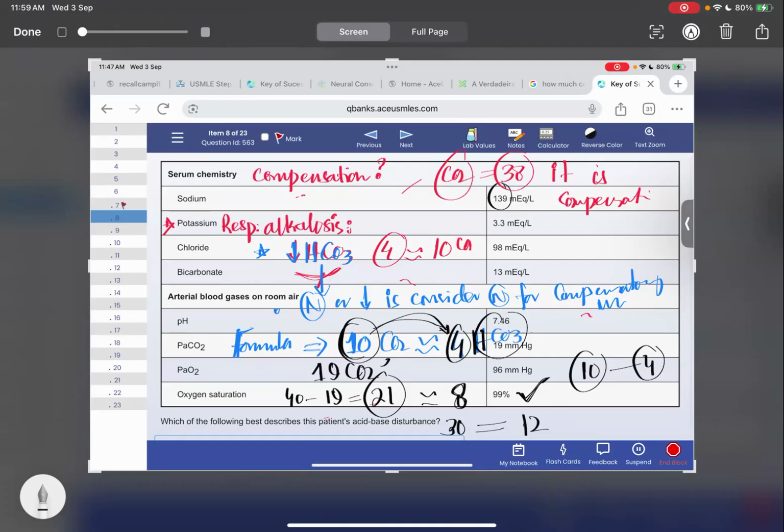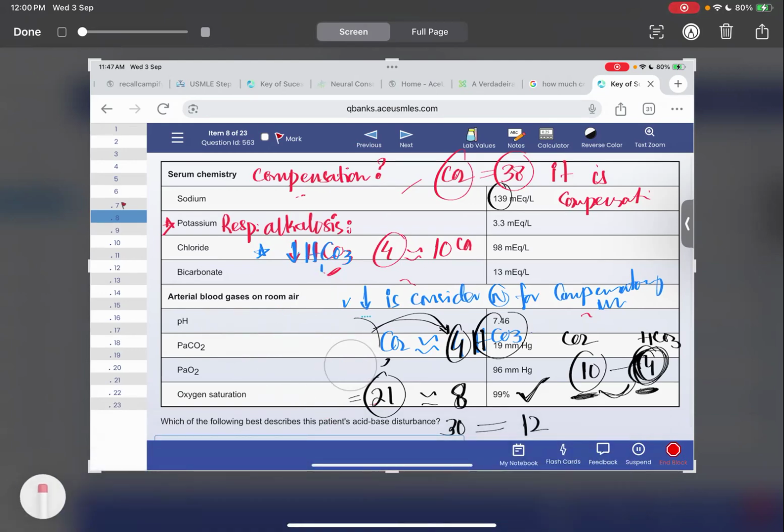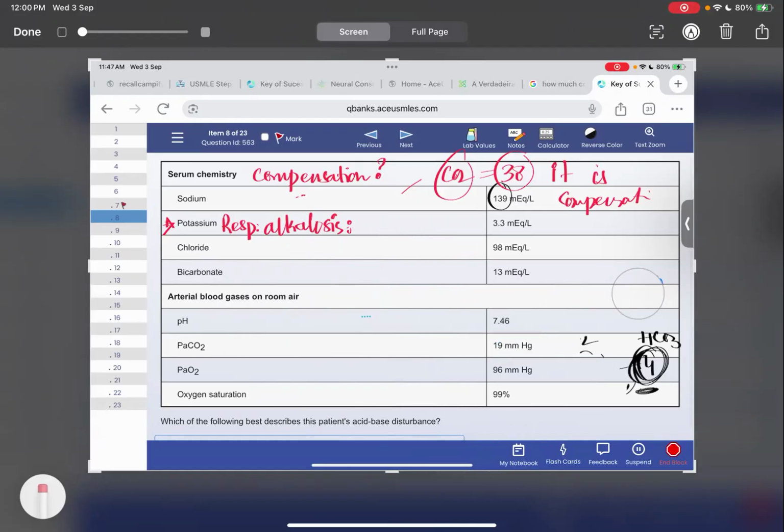But simple is, for each 10 difference in carbon dioxide, we will have a difference of 4 in bicarbonate and it is normal, okay? If the difference is more than this, it will be abnormal, okay? You got this concept or not? So in other words, we can divide the carbon dioxide difference by 10 and multiply by 4. If you are easy with that formula, it works the same way, okay?